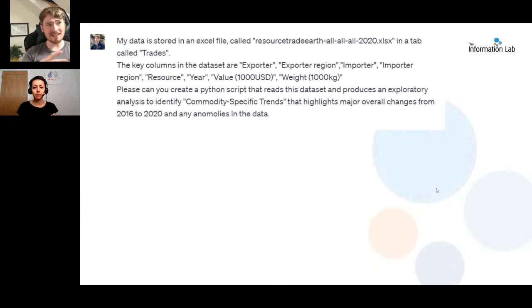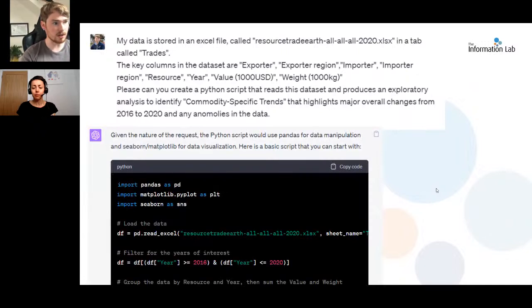And again, any anomalies in the data, these things that stick out are interesting to us, interesting as in they could be nice story points, or they could be potential issues with the data. So I've got to go and have a look at those. So yeah, it was really good. It was able to then produce for me a little Python script.